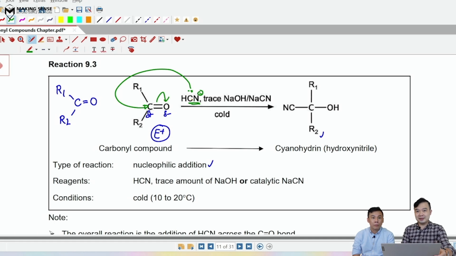and it causes this C=O bond to break. Okay, right. So in this case over here, what we are doing is actually a breakage of the C double bond O, one of the weaker bonds, which is the pi bond, is going to break. And as a result, we are going to add two things across them.